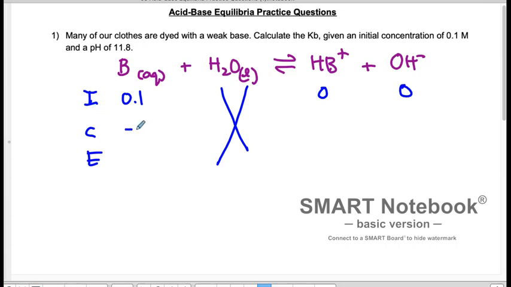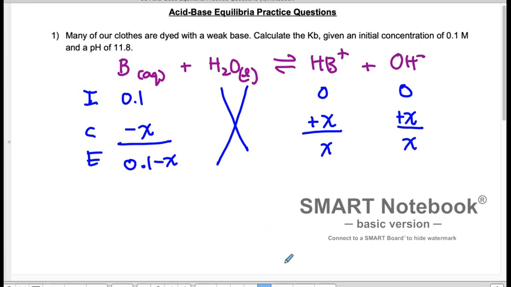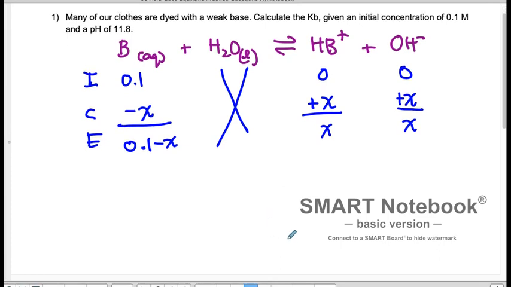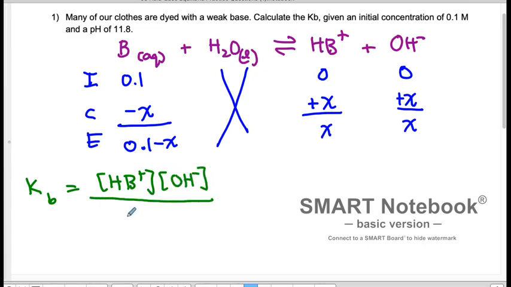We need to account for the change where reactants disappear and products form. We take the sum of the two rows to get the concentrations of each species at equilibrium. Let's set up our Kb expression, where Kb is equal to the product of the products' concentrations, with their corresponding coefficients as exponents, divided by all of the reactants in the same fashion.